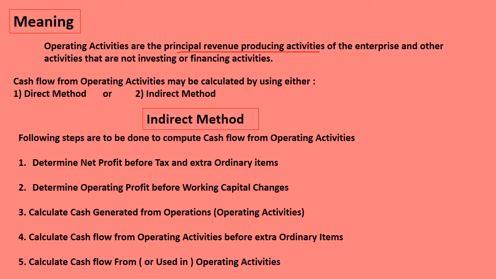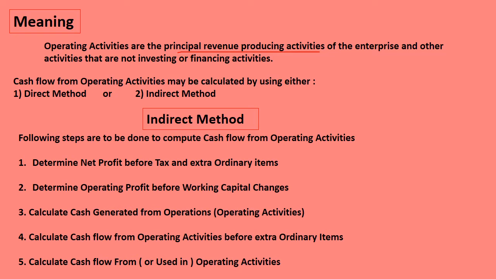So the operating activities are the principal revenue producing activities of the enterprise, and activities that are not investing or financing activities. Cash flow from operating activities may be calculated by using either the direct method or the indirect method. In this video, I am discussing the indirect method because the plus 2 students of CBSE as well as the FA students of state syllabus also need this.